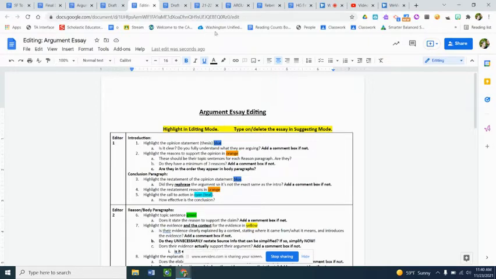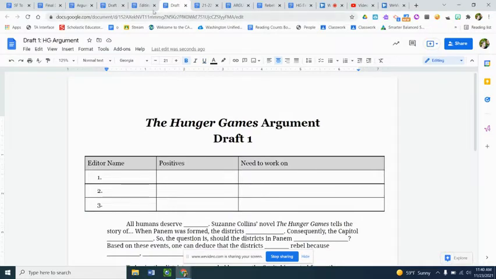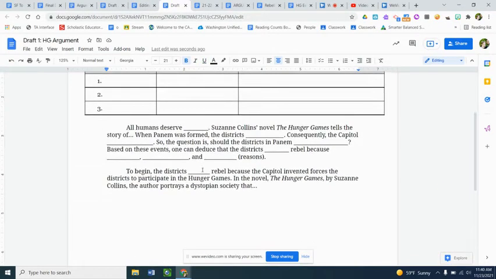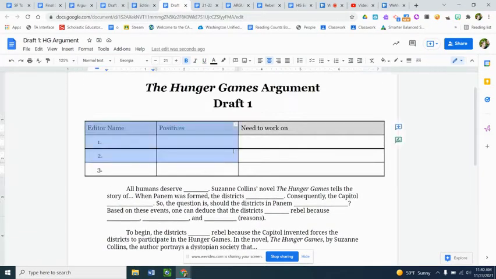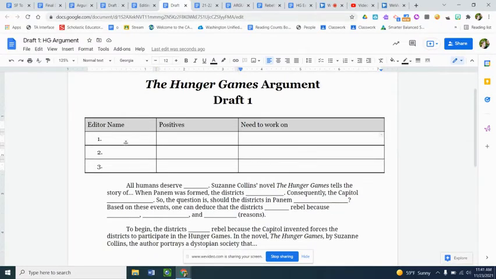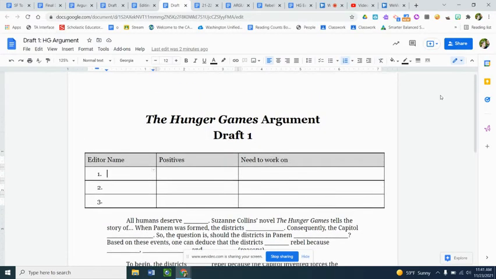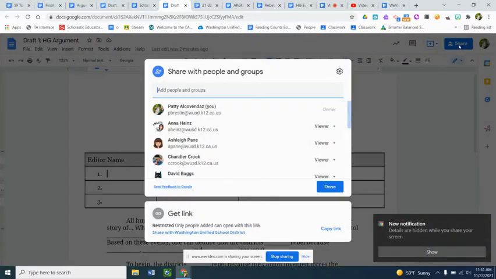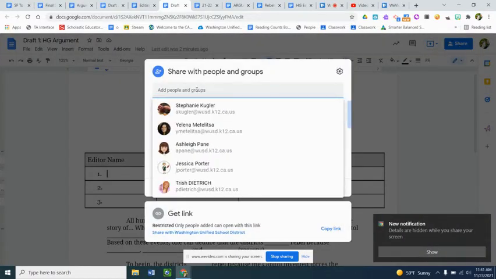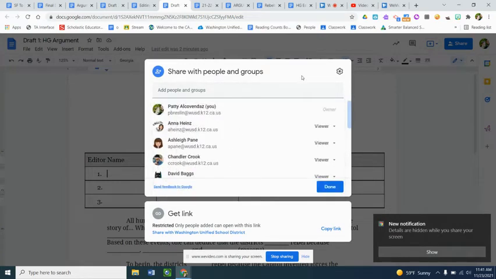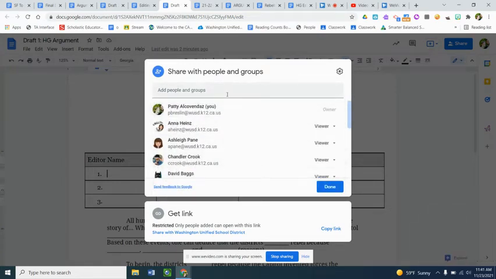So what you're going to do is open up draft one of your essay. You're going to see that there's this grid at the top of your draft one, and this is not anything for you to fill out right now. This should stay blank while you're working on your draft one, because this is for your editors to fill out. Once you know who your editors are, and I'm going to tell you when we're in class, you're going to come up here to share, and you are going to share your essay with editing privileges. You want them to be able to edit.